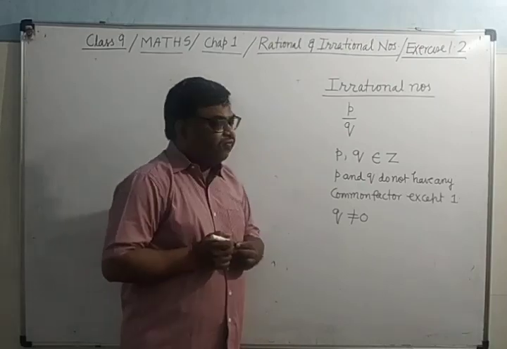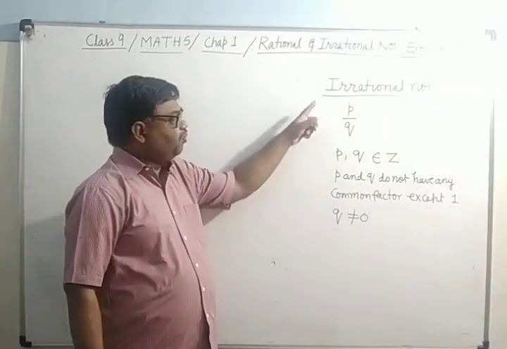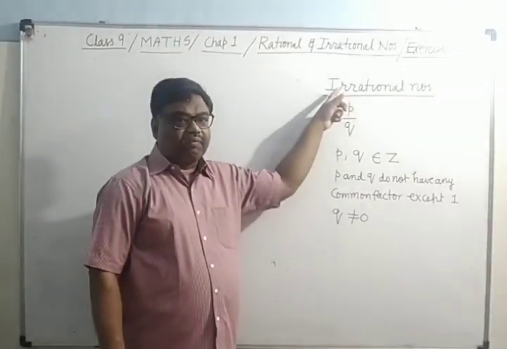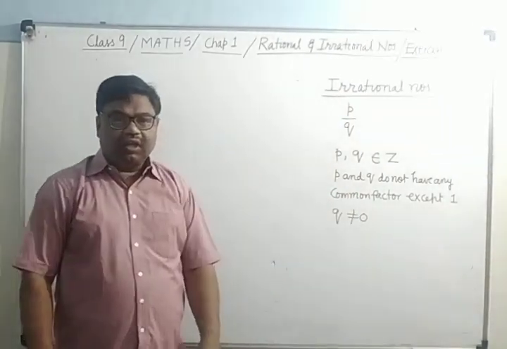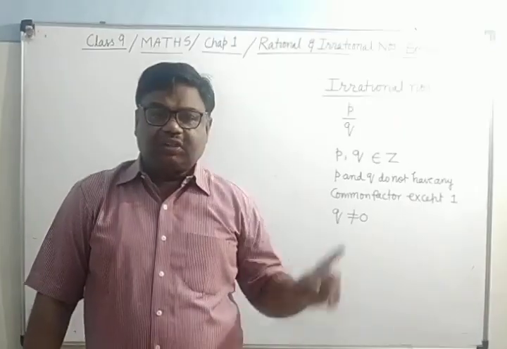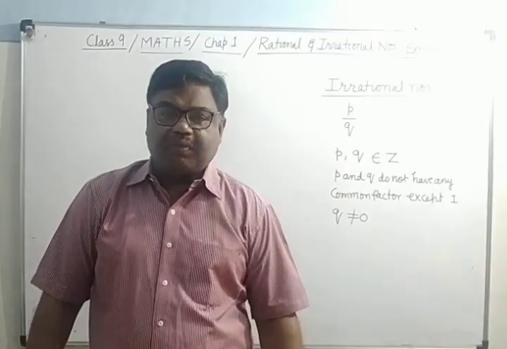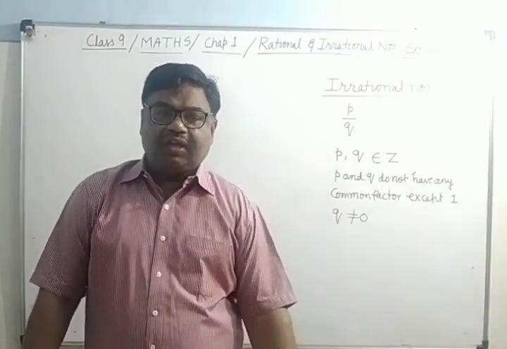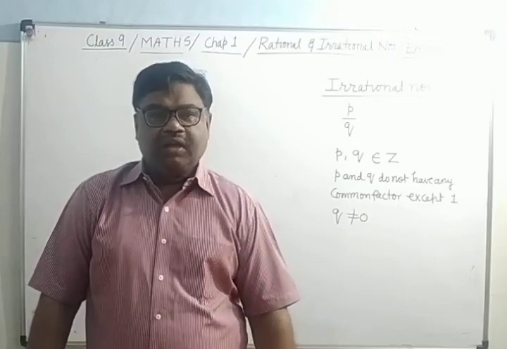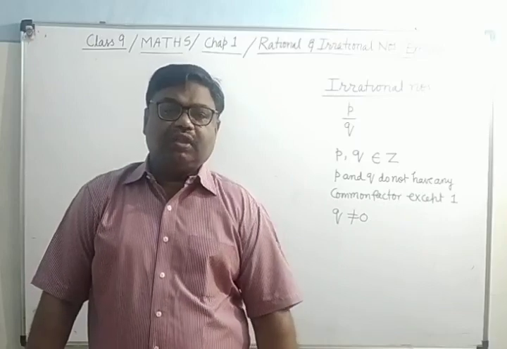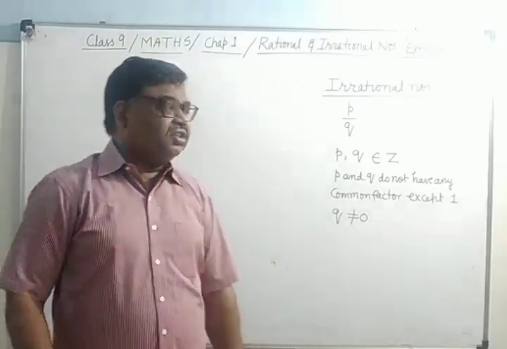So if any number cannot be written in this form fulfilling these conditions, then that number will be irrational. Any number which cannot be written in the form p upon q such that p and q are integers having no common factor except 1 and q is not equal to 0, will be irrational.